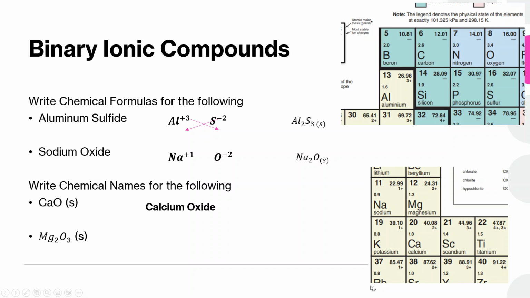Magnesium, we're going to do the same thing. So that Mg stands for magnesium, and the O is oxygen again. So the name of MgO is magnesium oxide. So those are binary ionic compounds.